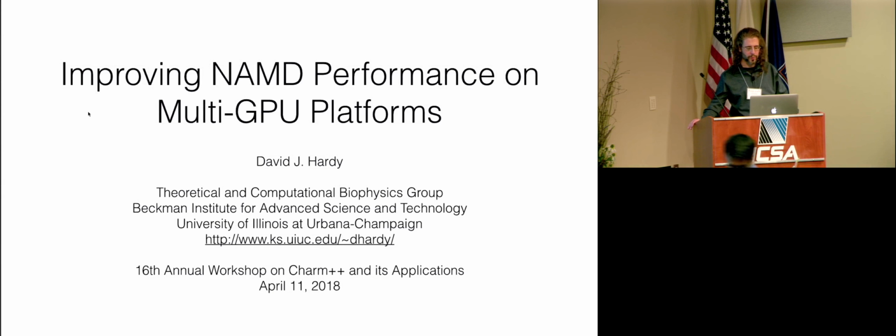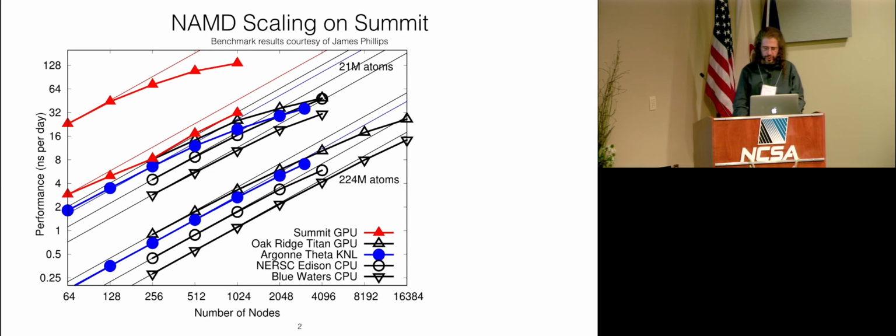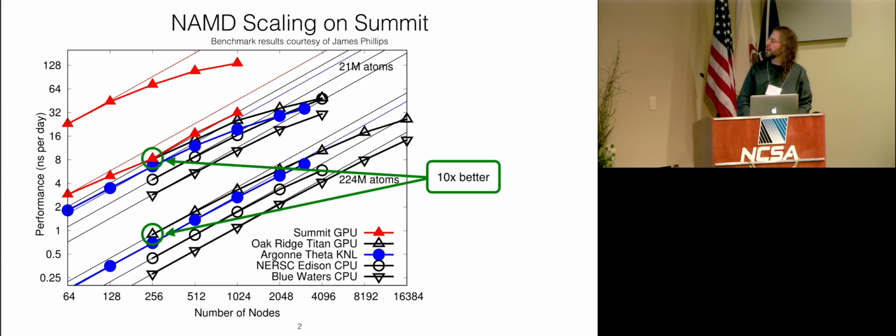So I will be following Jim's talk by drilling down more into improving NAMD performance on multi-GPU platforms. Just to introduce what I'll be talking about, with Jim's scaling results on Summit, we take a look at comparing the Summit GPU performance with, say, Oak Ridge Titan GPUs. And we notice that when comparing the same number of nodes running, we're getting a factor of 10 improvement.